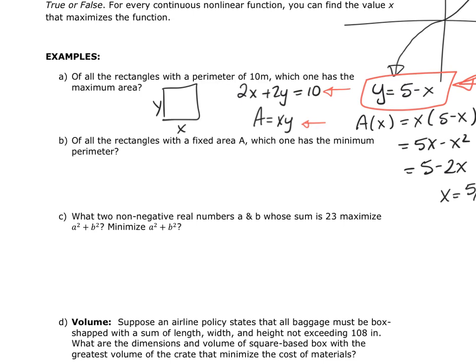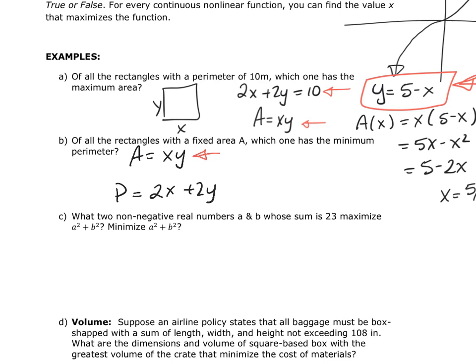Now if we take a look at this next one, my constraint is not the perimeter. My constraint on the next one is A is equal to xy. This is my constraint. That is not the one I'm going to maximize. So the one I'm going to maximize is my perimeter, which is 2x plus 2y. That's the one I'm going to maximize.